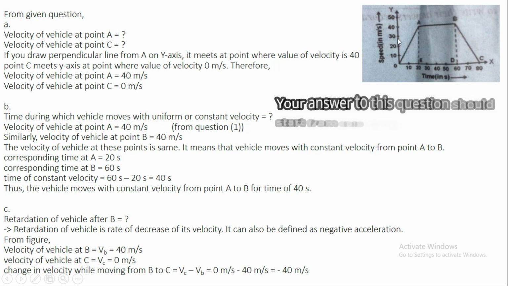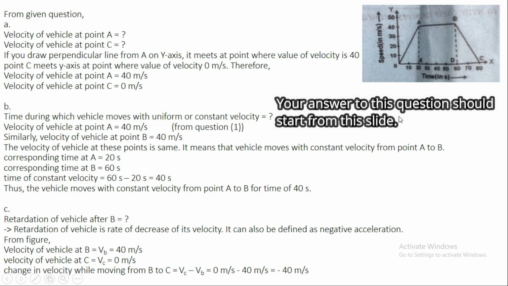This means if you draw a perpendicular line from point A to the y-axis, then this perpendicular line meets the y-axis at the point where the velocity of the vehicle is 40 meters per second. Similarly, when you draw a perpendicular line from C to the y-axis, the line meets the y-axis at the point where the velocity is 0. This means the velocity of the vehicle at C is 0. So you can conclude the velocity of the vehicle at point A is 40 meters per second, and at point C is 0 meters per second.